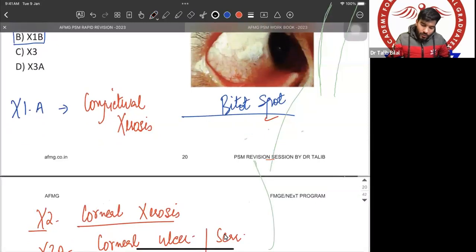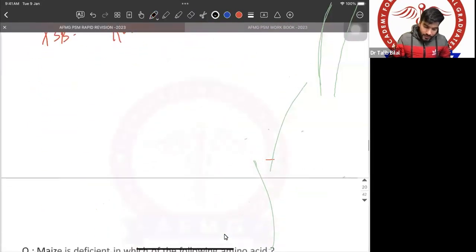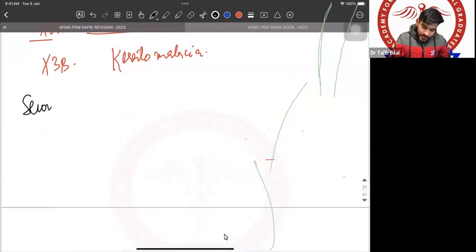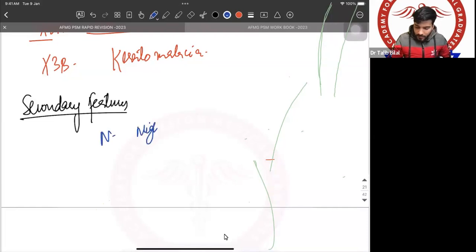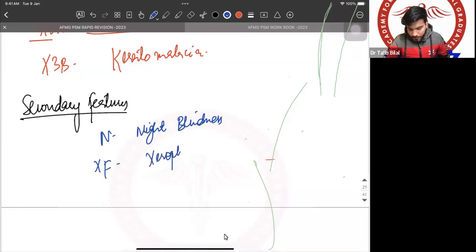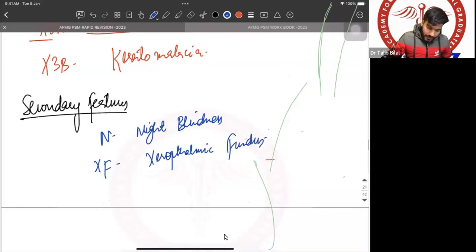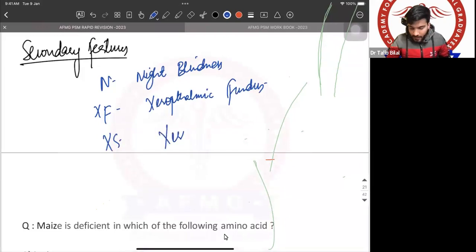These are all primary signs. But for the secondary features, guys: N for night blindness, XF for xerophthalmic fundus, and XS for xerophthalmic scar. Is that clear, guys?